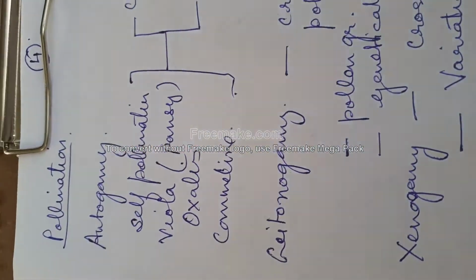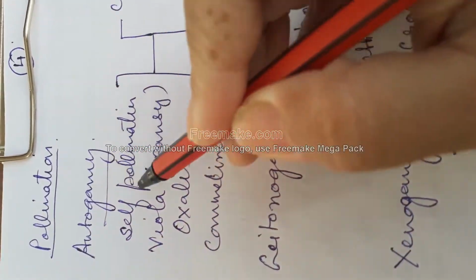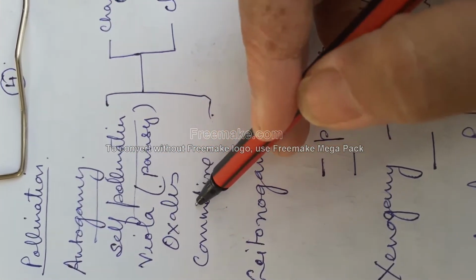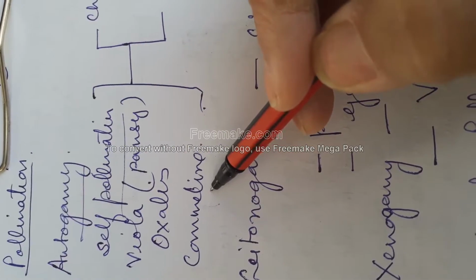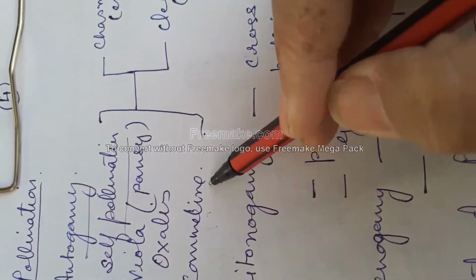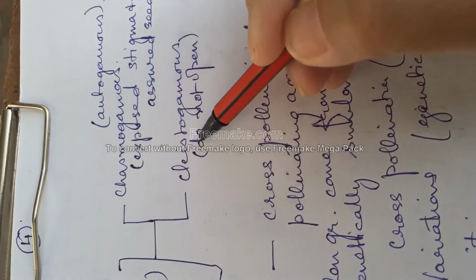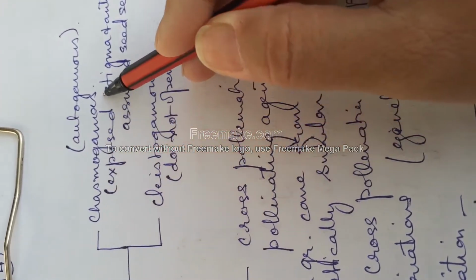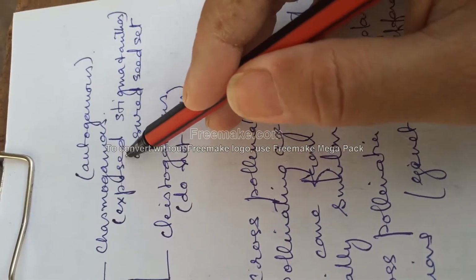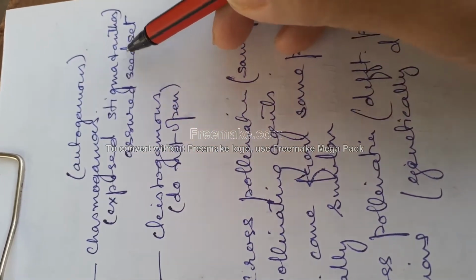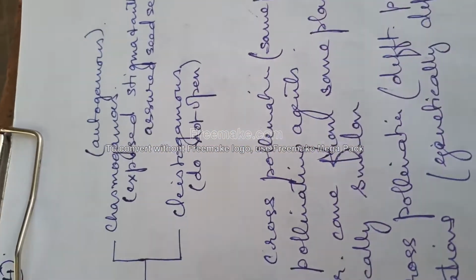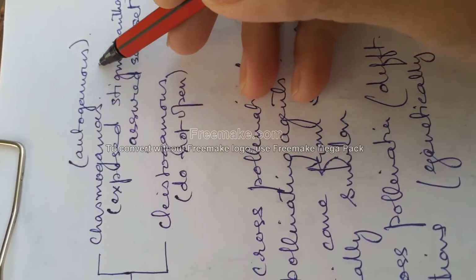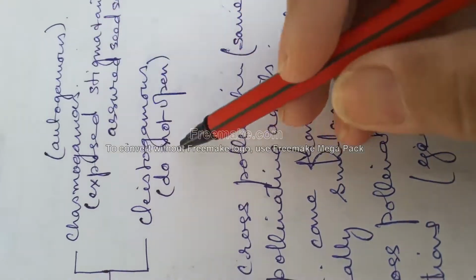Self pollination and cross pollination you are already familiar with. Related to self pollination is autogamy. Autogamy is actually self pollination. It occurs in some flowers like Viola, Oxalis, and Commelina. Here we find two categories of flowers formed for self pollination. These are chasmogamous flowers, with exposed stigma and anthers, which results in assured seed set. So self pollination occurs completely in them.